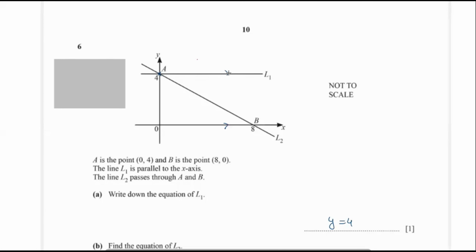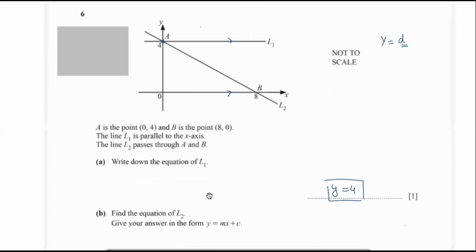You should remember, when a line is parallel to the x-axis, the general equation of that line is y equals d. D is the point where this line intersects the y-axis. This intersects at the point 4. Therefore, the equation of the line is y equals 4.